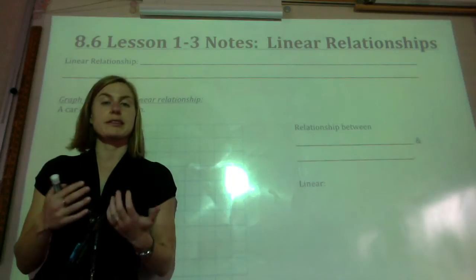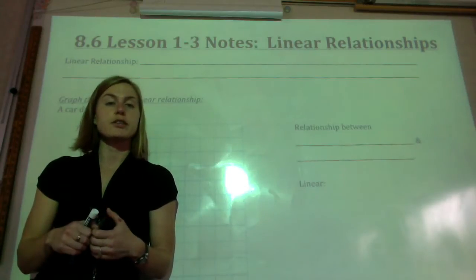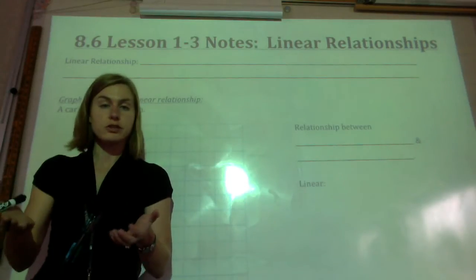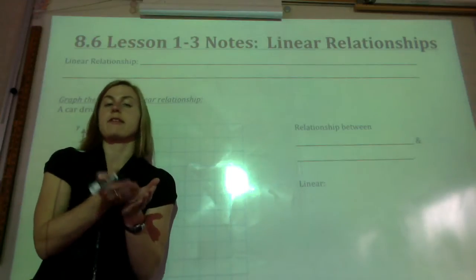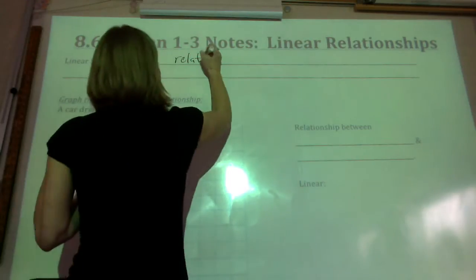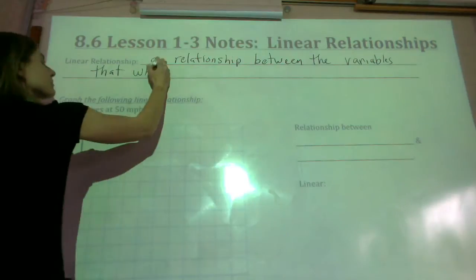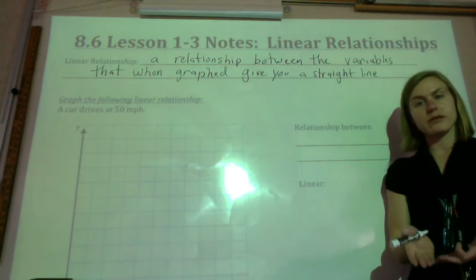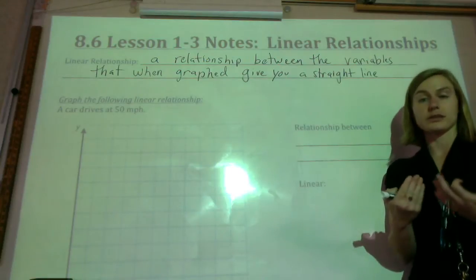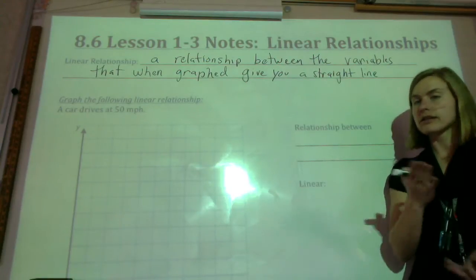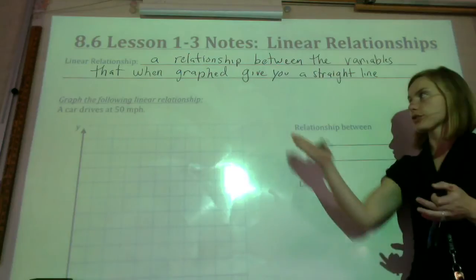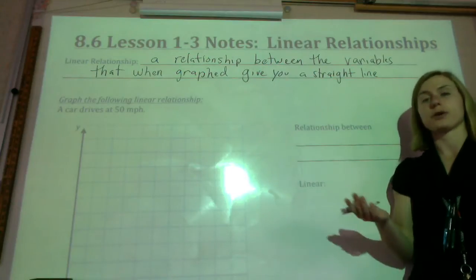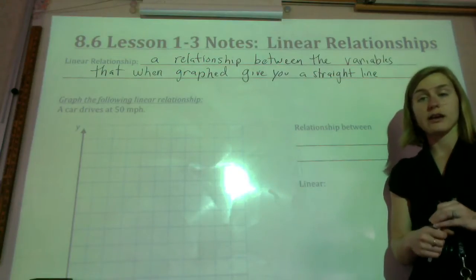So we're going to start with linear relationships. And linear relationships are obviously those relationships between those variables that when you graph it give you a straight line. And this should make sense because we've done a lot of work with the word linear. Linear means line. So anytime we're talking about anything linear, you of course should be talking about getting a straight line when you graph it. So now let's take a look at a couple examples.